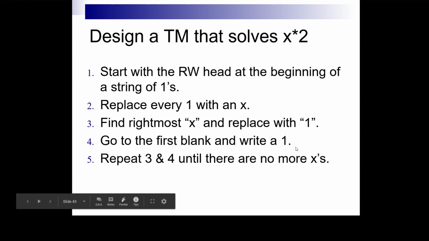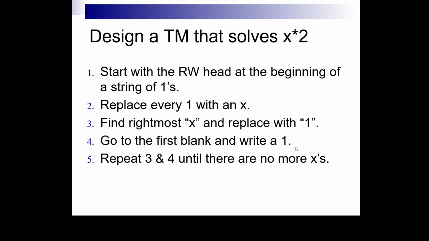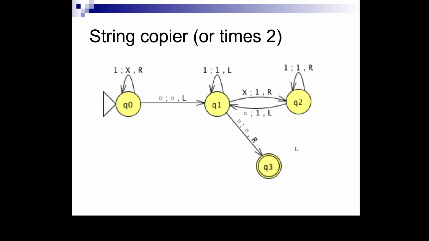We could write a Turing machine that solves x times 2. So start with a read-write head at the beginning of a string of ones, replace every one with an x, and then slowly find the rightmost x, replace it with a 1, and that means that we go to the first blank and write a 1, and repeat until there are no more x's. And so we end up with a string of ones. And so that's what this would look like.